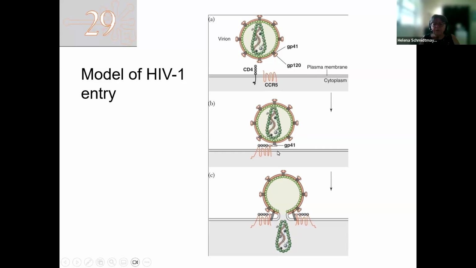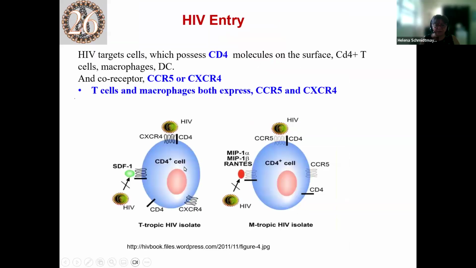Once the virus binds to the chemokine receptor, it triggers further conformational change and enables GP41 to change conformation and insert its hydrophobic portion into the target cell membrane. This triggers fusion of the viral membrane with the target cell membrane, and the viral nucleocapsid can enter the cells.